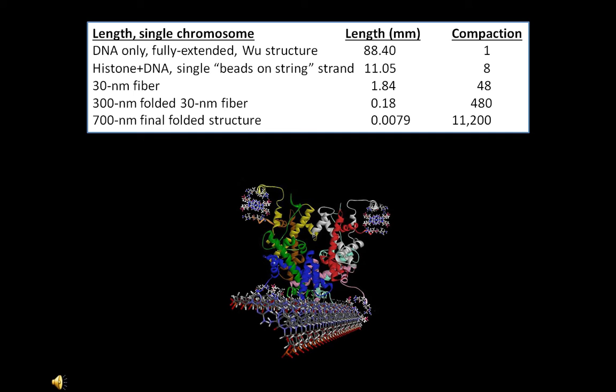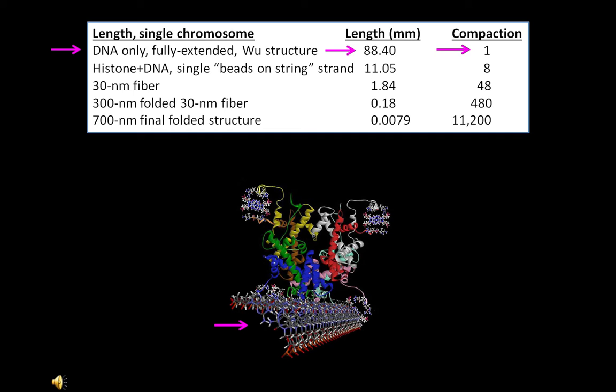Since, however, our model employs not the Watson-Crick structure, but the Wu straight ladder structure, which has 6.8 angstrom spacing, twice that of Watson-Crick DNA, we therefore see, in line 1 of the chart, a figure which is commensurately twice as large, namely 88 millimeters, for the average length of a completely extended human chromosome. Therefore, relative to the dimensions of our Wu straight ladder structure, the 88 millimeter length represents a compaction of 1, i.e., no compaction at all.